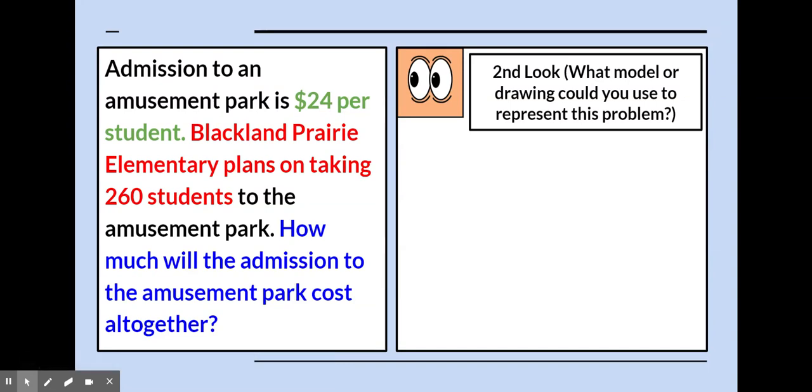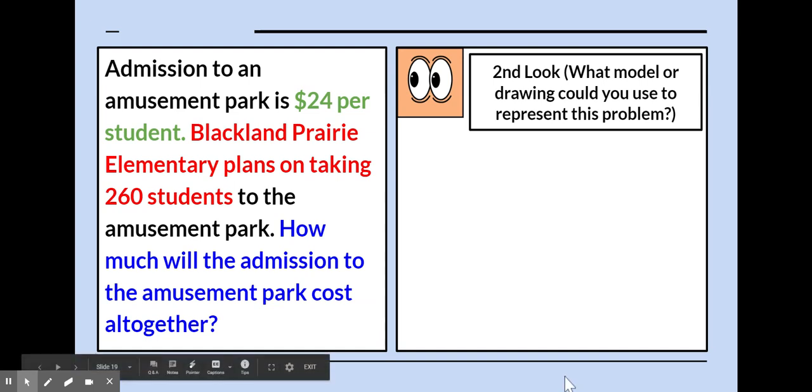Now let's do a second read through and take a second look at our word problem. Admission to an amusement park is $24 per student. Blackland Prairie Elementary plans on taking 260 students to the amusement park. How much will the admission to the amusement park cost altogether? So on our second look, we need to draw a model that could represent this problem. So from our first look, we know that there are 260 students going to the amusement park.